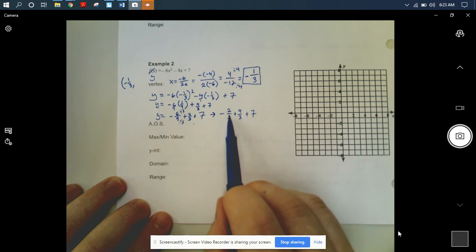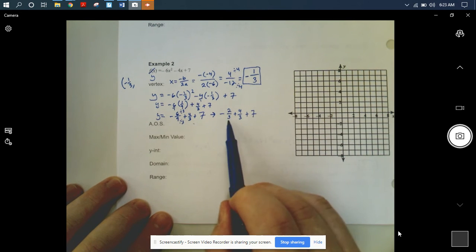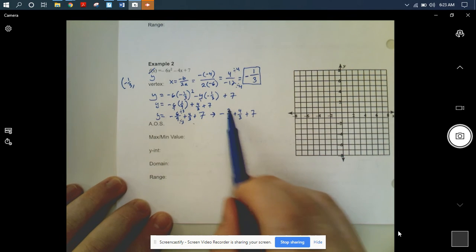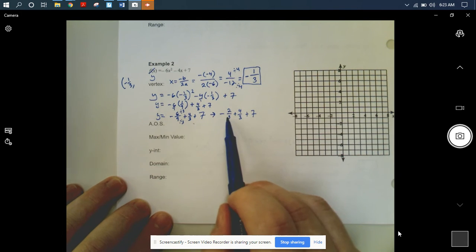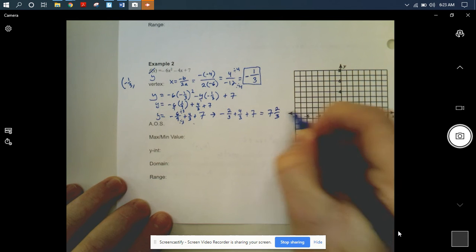So negative 2/3 plus 4 over 3 plus 7. When focusing right now on the fractions, we have negative 2 over 3 and positive 4 over 3. Well, if we have negative 2 and positive 4, they have the same denominator, so we can add them together now. 4 take away 2 is 2. So we have 2/3 left just from our fractions. Add that to our 7, we're going to have 7 and 2/3.